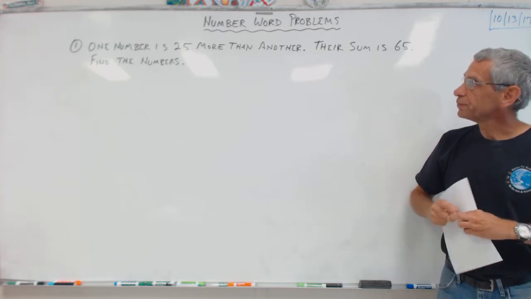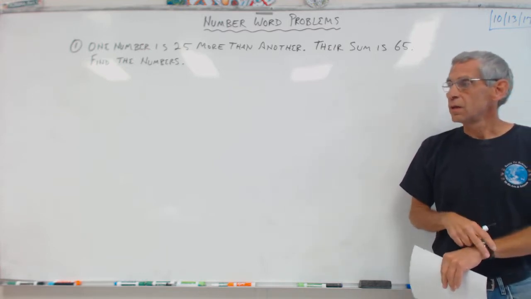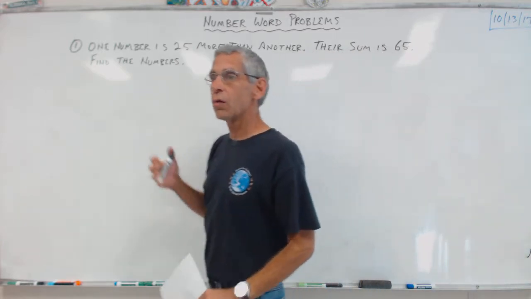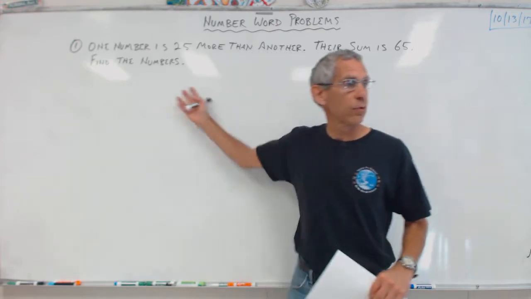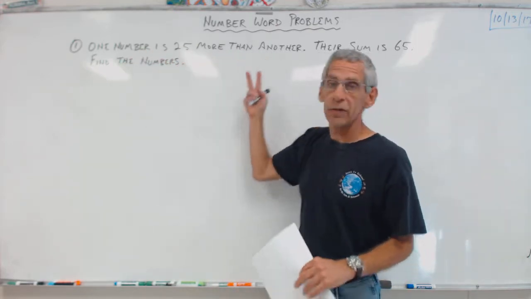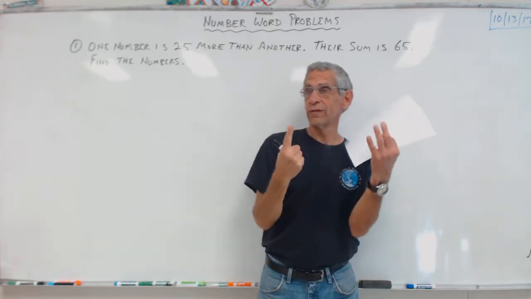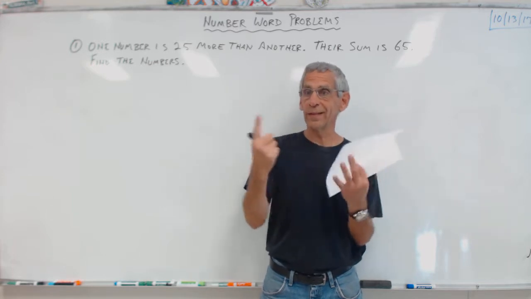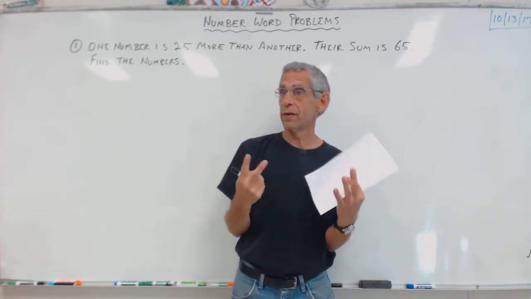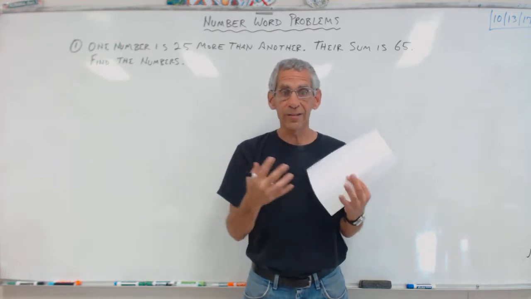And there is always the guess and check method, right? You could always use guess and check and keep finding numbers that match with that. One number is 25 more than another. So I could have a number 1 and then 1 plus 25, 26. 1 and 26. Does that add up to 65? No. I could do 2 and 27, right? You see what I mean? I could do a guess and check method.